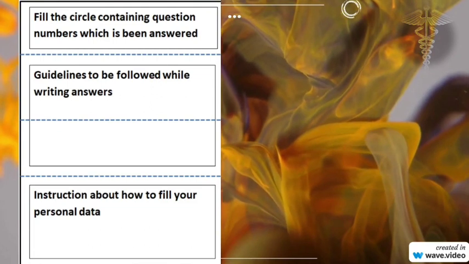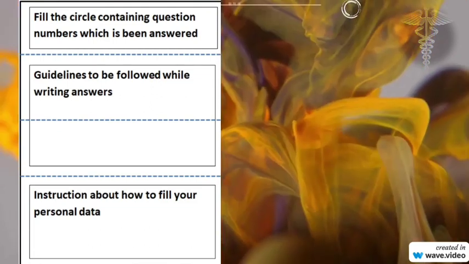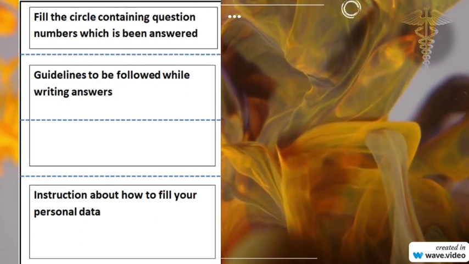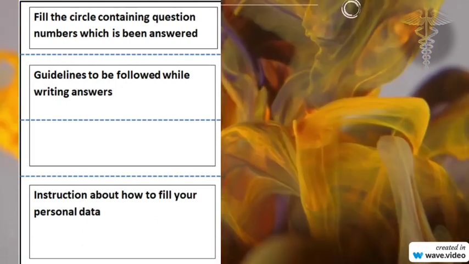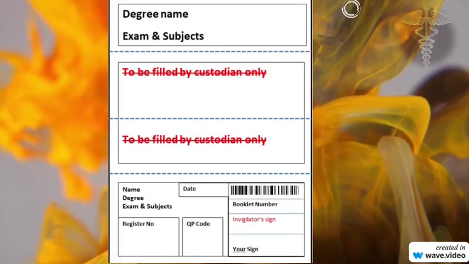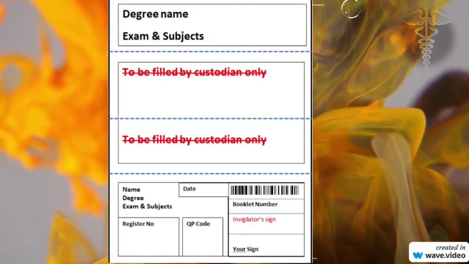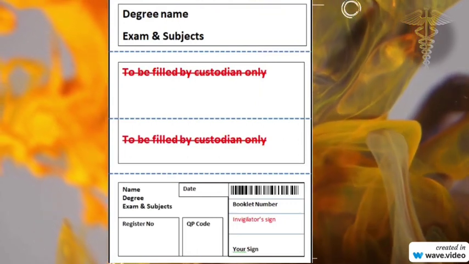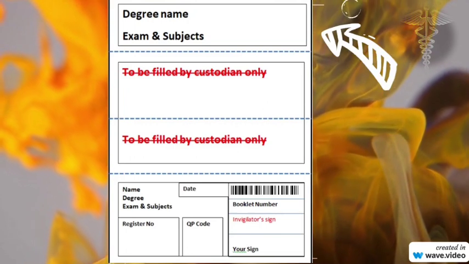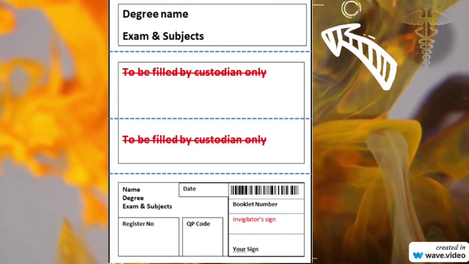here some instructions and examples will be given about how to fill up the next page. For example, how you should write your degree name, exam and subject name, your own name, exam date, and how you should fill the circles for the register number and QP code. Now coming to the back side of the cover page. In the first part, you will have to fill in some details like exam and subject.